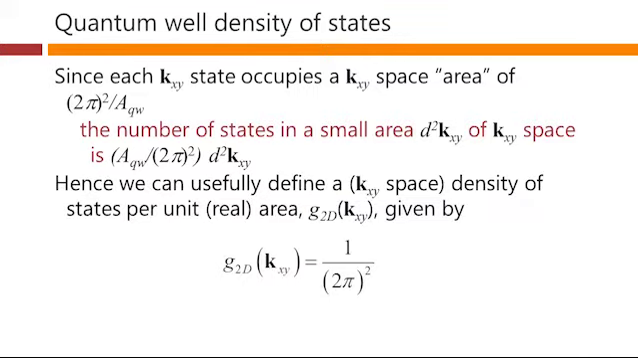Hence, we can usefully define a kxy space density of states per unit real area of the quantum well, and we can call this G2d for 2 dimensions of kxy. Instead of it being 1 over (2 pi)^3, it's 1 over (2 pi)^2, just because this is an area over (2 pi)^2. In 3 dimensions, it was a volume over (2 pi)^3. Similarly here, our k-space density of states per unit real area, so dividing out by the area of the quantum well, is given by this expression.